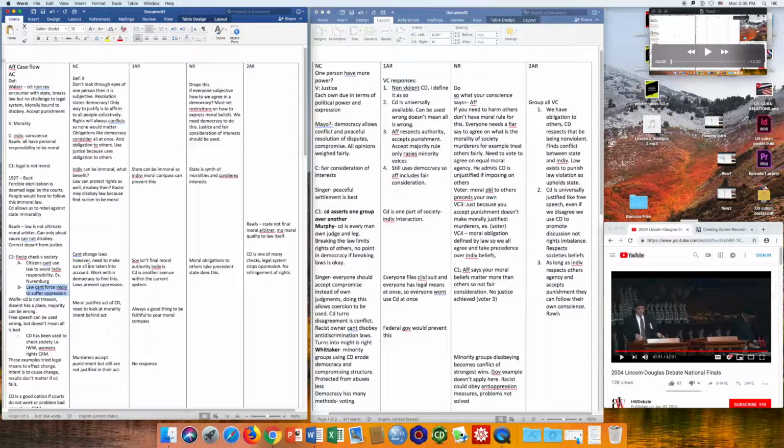The negative says that we need to make sure that all are taken into account. We need to work within democracy, and laws themselves prevent oppression. So if someone individually believes that being racist is good, we have to make sure we have laws that prevent oppression. He says that the sovereign isn't the final moral authority. He brings up Rawls again.